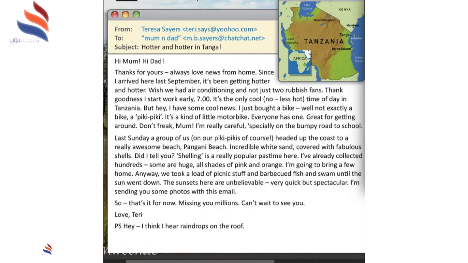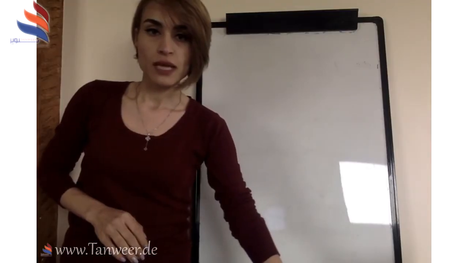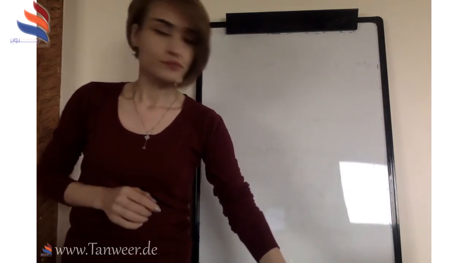Let me go to the end of her letter, her email. She said, "That's it for now. Missing you millions." Missing you means I am missing you. "Can't wait" means I cannot wait, or I can't wait. And also, again, as I said, you can have different examples. Please try to find them and read it again.